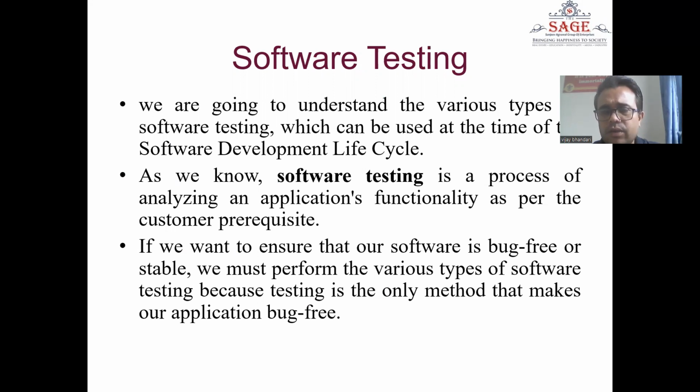If we want to ensure that our software is bug-free or stable, we must perform the various types of software testing, because testing is the only method that makes our applications bug-free. So there are different kinds of software testing, for example, unit testing, integration testing, system testing, functional testing, acceptance testing, smoke testing, regression testing, performance testing, security testing, and user acceptance testing. So I will explain one by one in the next slide.